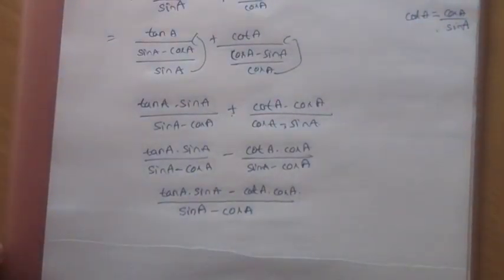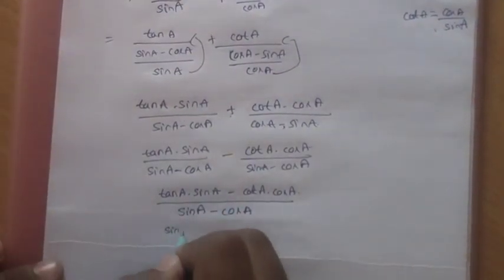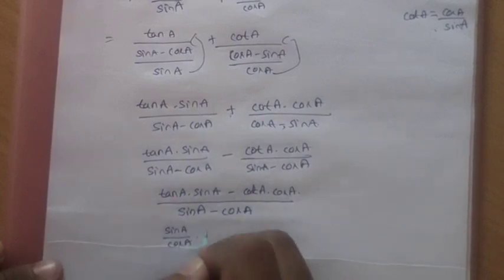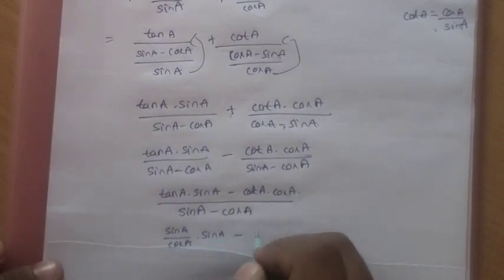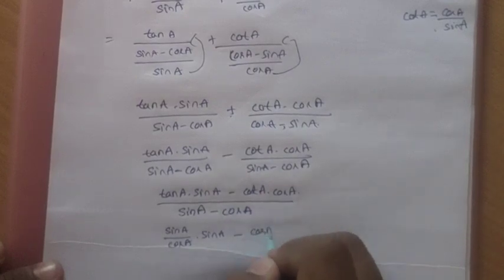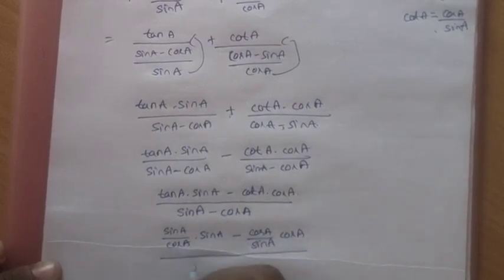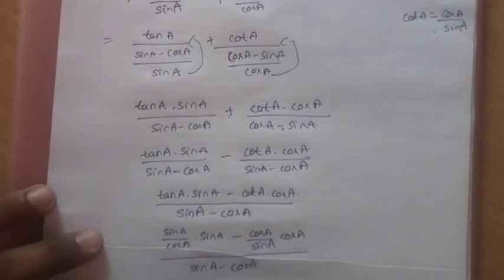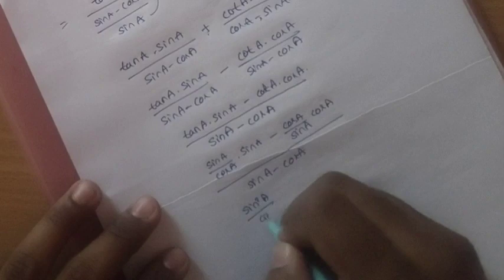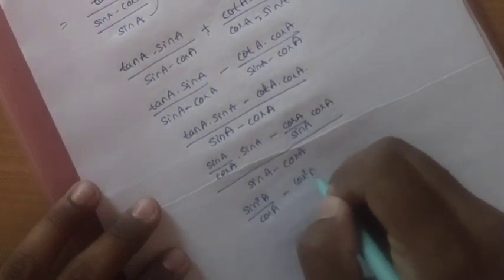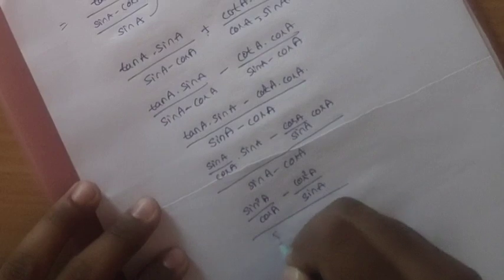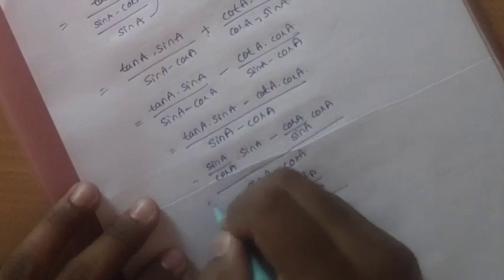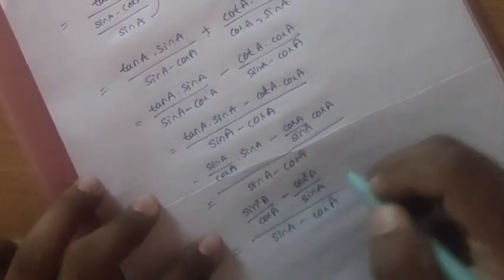So now what can we write here? Tan a can be written as sin A dividing by cos A into sin A, minus cot A can be written as cos A dividing by sin A into cos A, whole dividing by sin A minus cos A, right? So sin A into sin A, sin square A dividing by cos A, minus cos square A dividing by sin A, whole dividing by sin A minus cos A, right?